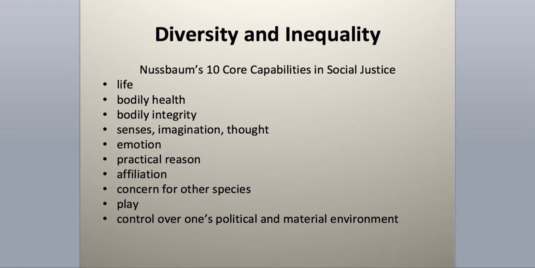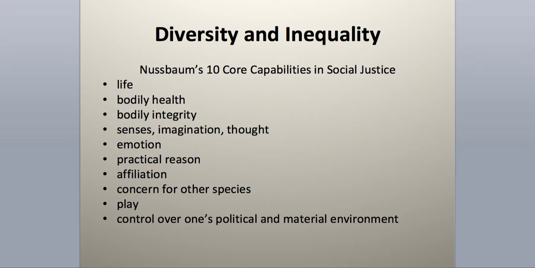Nussbaum also has 10 core capabilities in social justice, things that an individual should be able to count upon if living in a socially just society: to live a normal life course, to have good physical health and adequate nourishment, to be able to exercise the freedom of movement, to be free from assault, to have reproductive choice, to have pleasant sensory experiences, not to have to live with pain, to have appropriate education, to be able to express themselves, to have religious freedom, to experience a full range of emotion, to be able to love and be loved, to think critically and make wise decisions, to live with others with empathy and compassion without discrimination, to show concern for animals, plants, other aspects of nature.